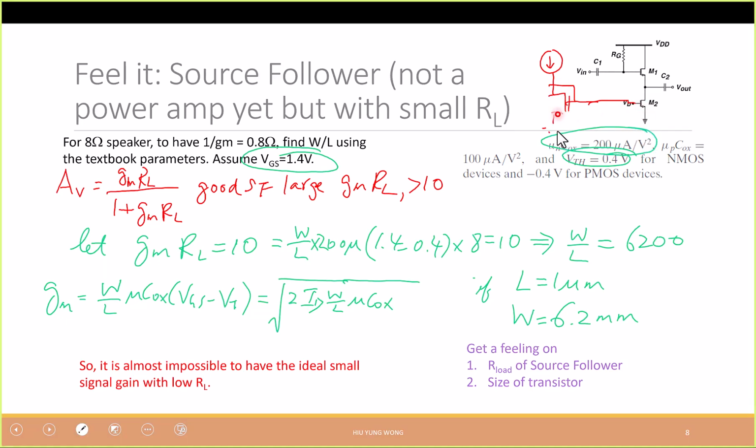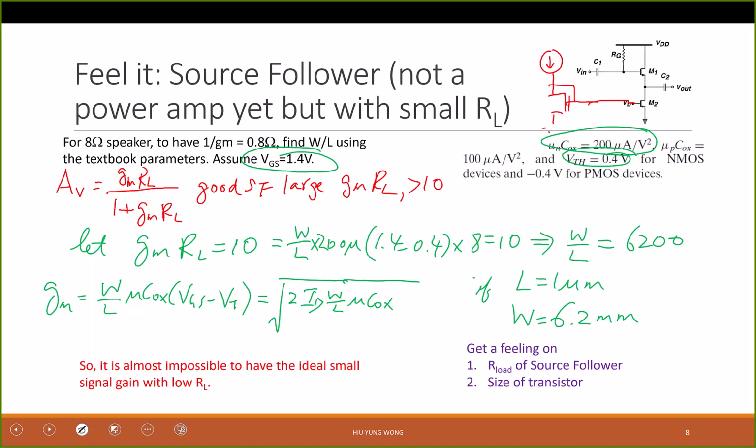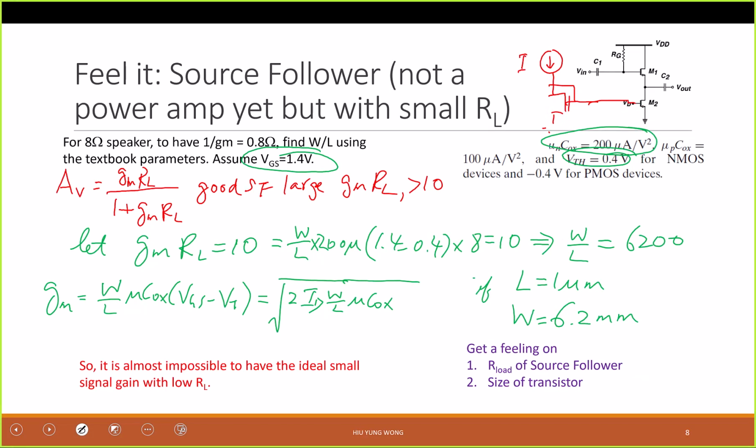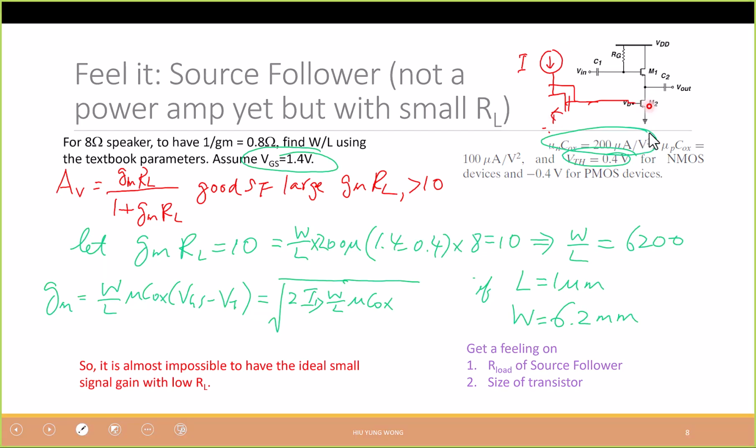And do you remember, if this is I, what is the current here? How do you find the current? Do you remember? Sorry? The ratio of the W on L. Yeah. So just remember, for example, if M2 is double of this one, this becomes 2I, right? If M2 is half of this one, then this becomes I over 2.